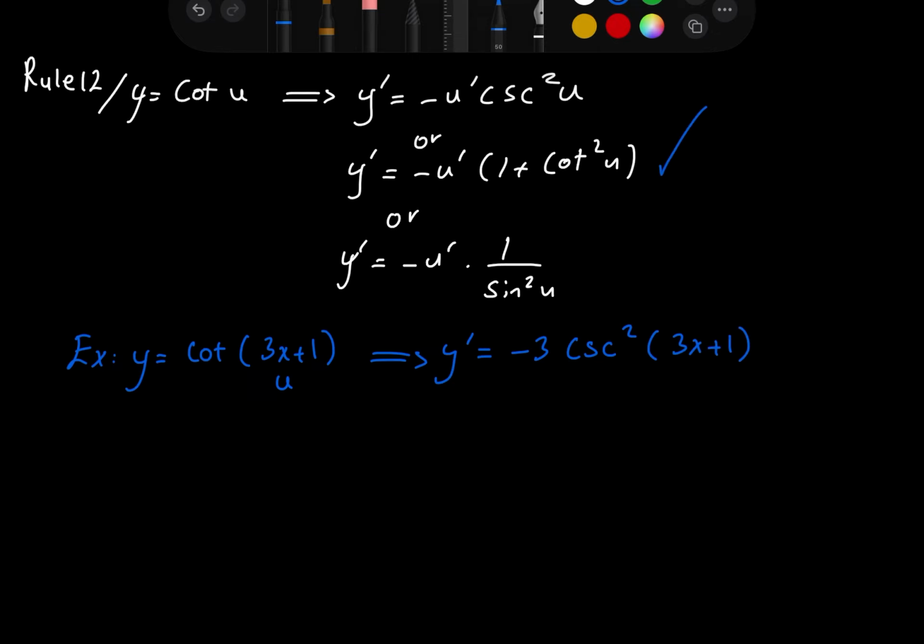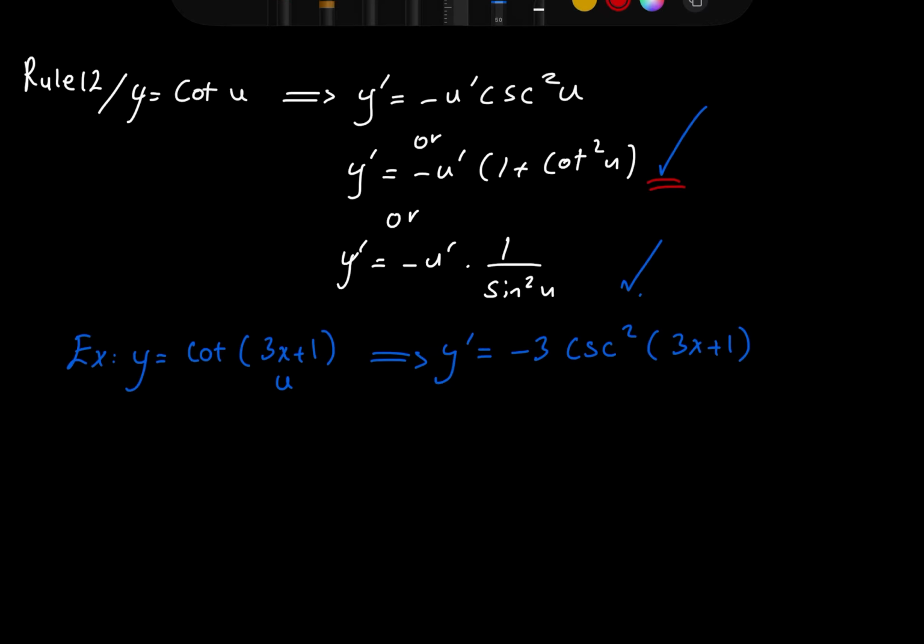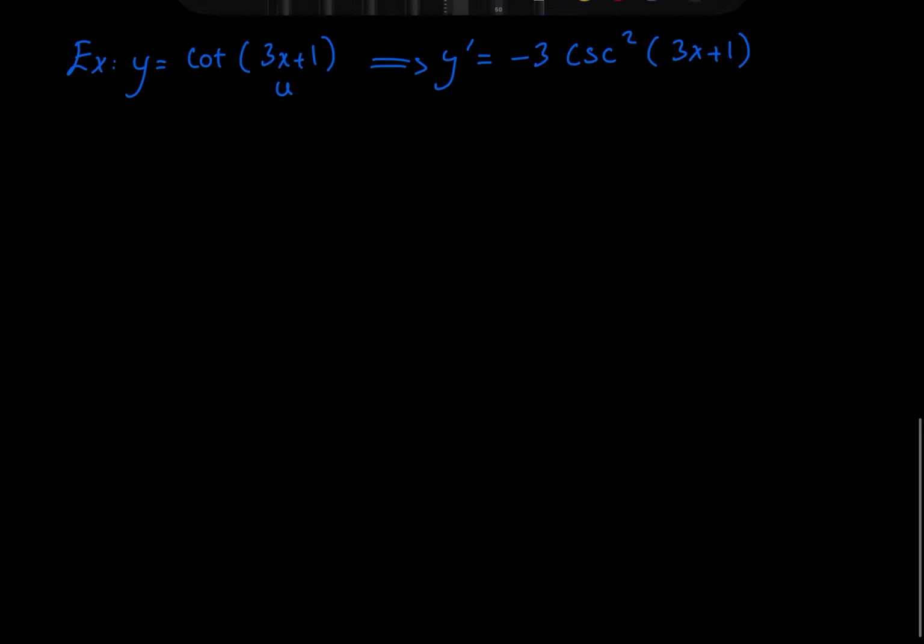And of course, you can write it using either of the other two rules, the one with the blue arrow, or the one beneath it, negative u prime times 1 over sine square of u. Let's move on and take a look at the next property now, rule number 14.